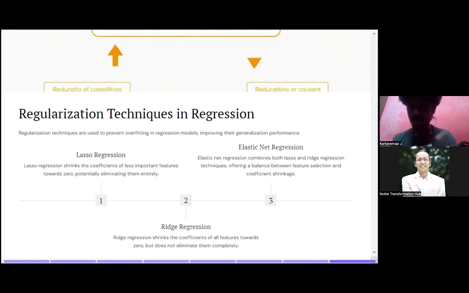So these are some of the regularization techniques, guys. Whenever you train the model, you need to use this kind of regularization technique so that you will not get the model overfitted. There are different concepts available.